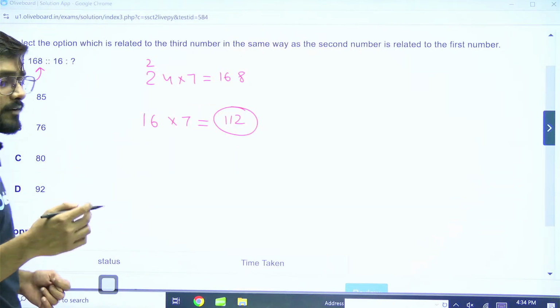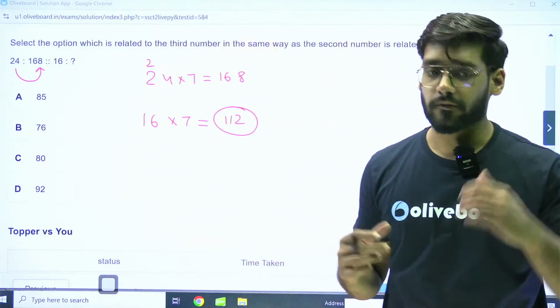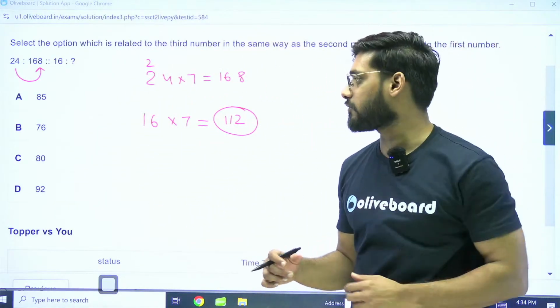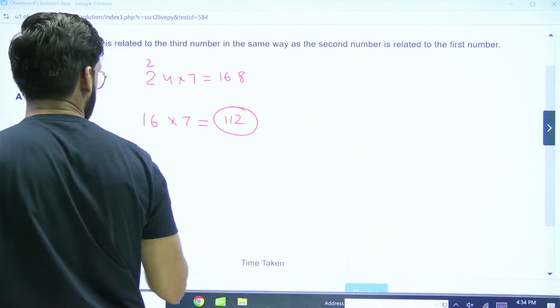Oh, we do not have any option of 112. So another logic should be applied.